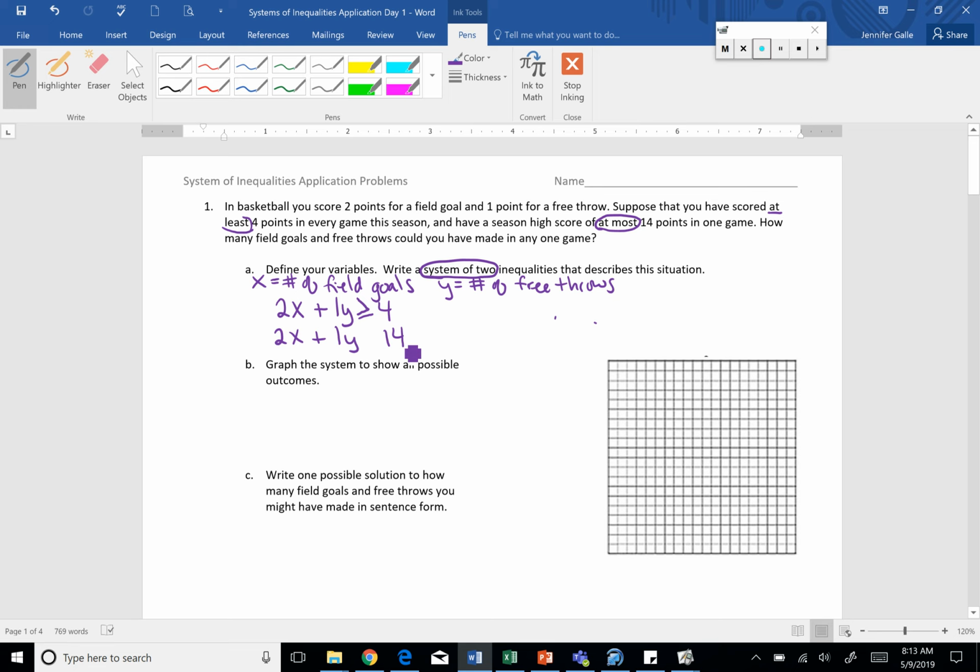So is it going to open towards the X and Y or open towards the 14? 14, because 14 is the most. And we can have 14. That's okay. It's at most 14. So we can have 14.